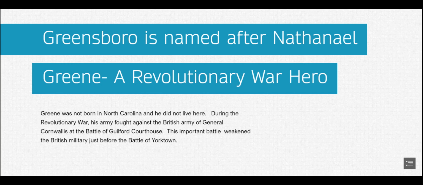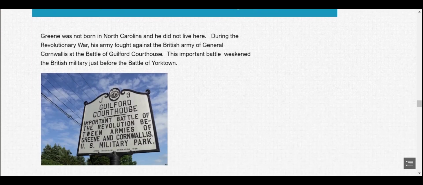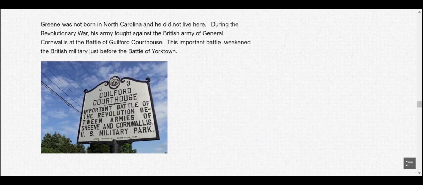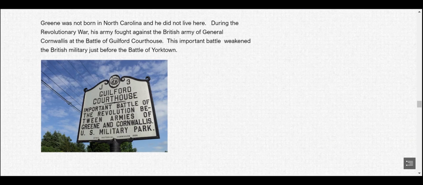And if you remember, Greene's army did not technically win the Battle of Guilford Courthouse, but it was significant because Cornwallis's troops were weakened so much. And at the Battle of Yorktown, Cornwallis surrendered to General George Washington. That was the last major battle of the Revolutionary War. And here is a historic sign marker outside the Guilford Courthouse. Important battle of the Revolution between armies of Greene and Cornwallis.